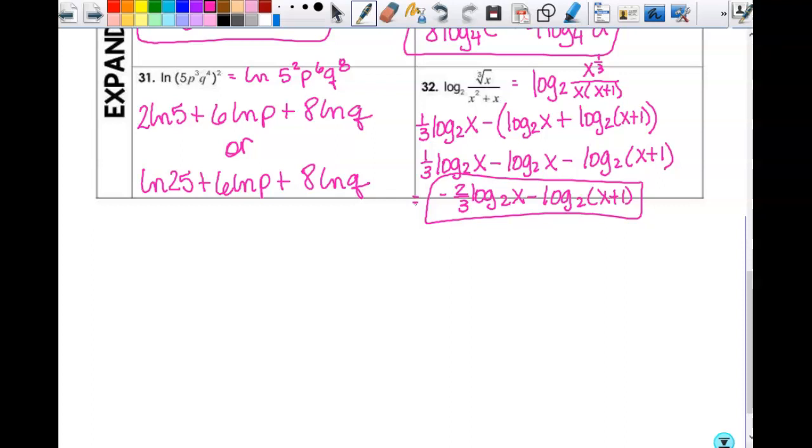Awesome. All right, when I hand you the assignment, are you doing the entire paper I give you? No, just the evens. Good.